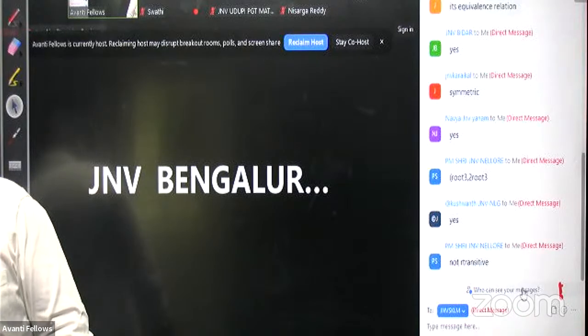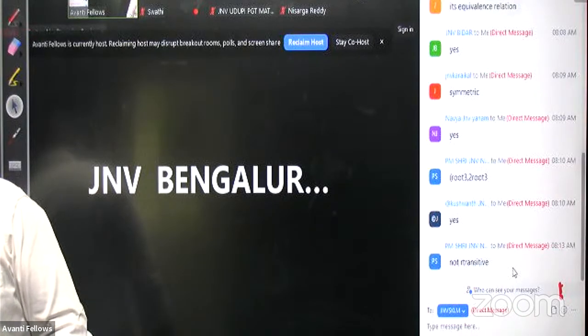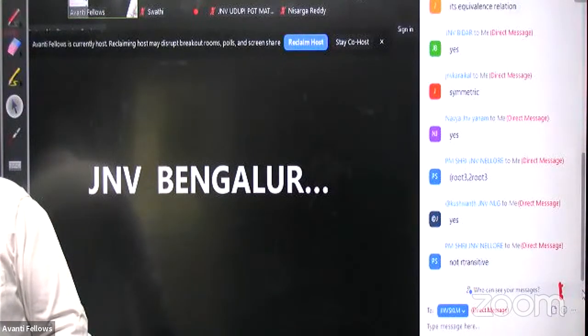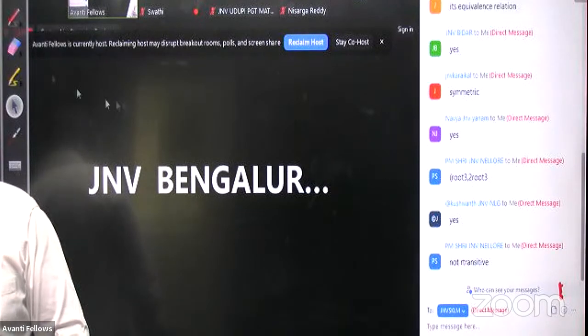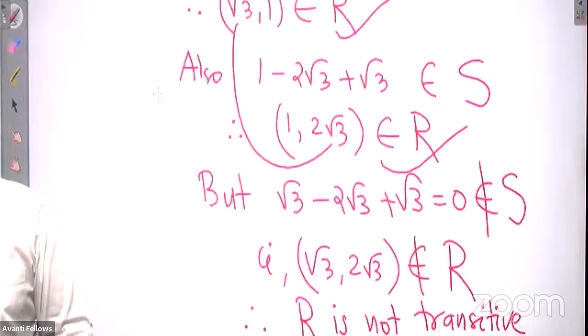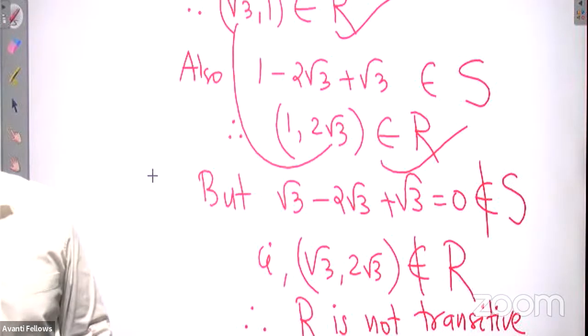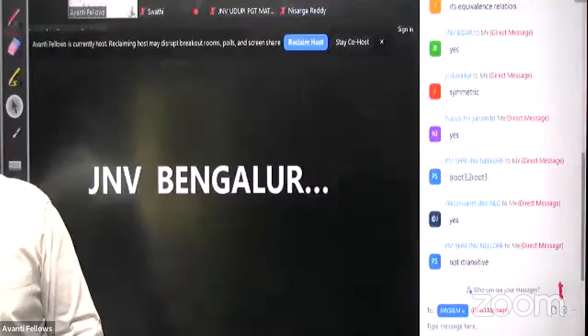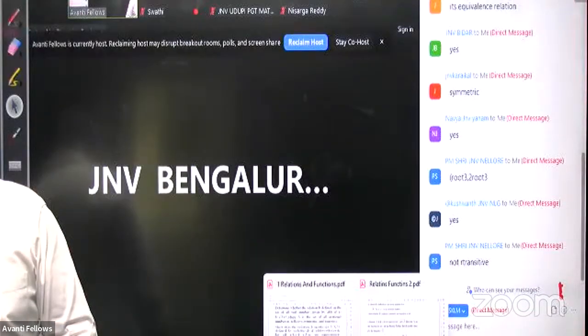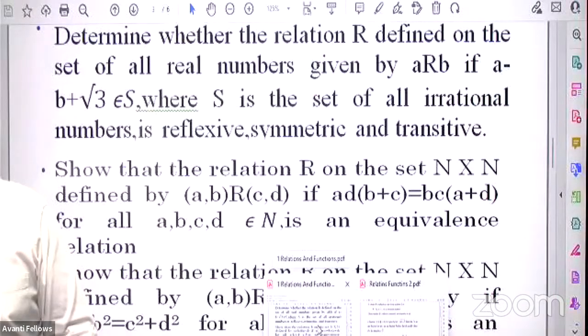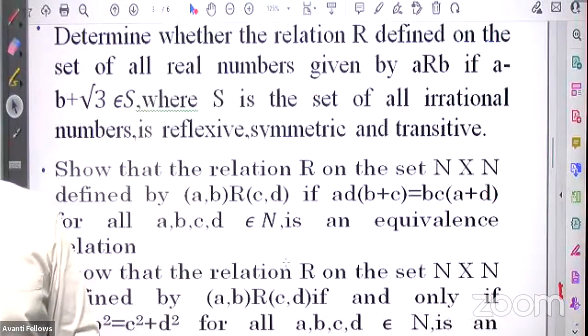Some of you have said not transitive, but not given the values. Somebody has written root 3, 2 root 3. Yes, correct. Good. Now let us go to another question.